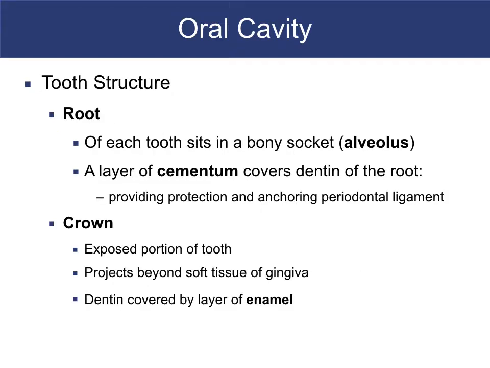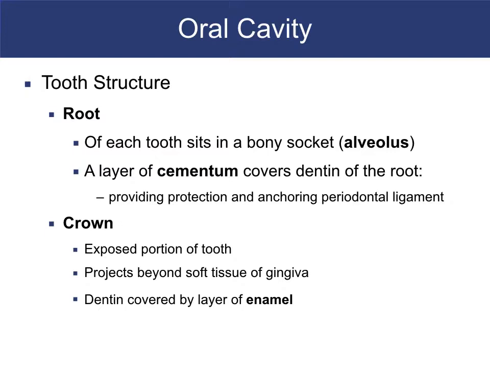The bottom of the tooth is called the root, and the root sits down into this little bony socket called an alveolus. We've got a lot of alveoli in our body, don't we? And there's this layer of cementum that kind of cements it down in there. The crown of your tooth is the part you can see. It's the exposed portion of the tooth, and it projects beyond the soft tissue of the gingiva, the gum. Dentin is covered by enamel.